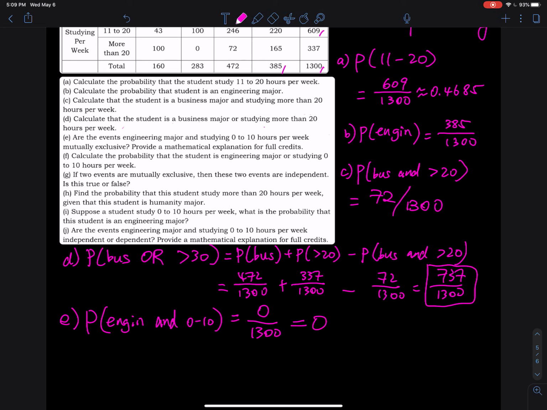So we say that they are mutually exclusive. What if the probability is not equal to 0? Then they are not mutually exclusive. So 0 means these two events do not share anything in common.